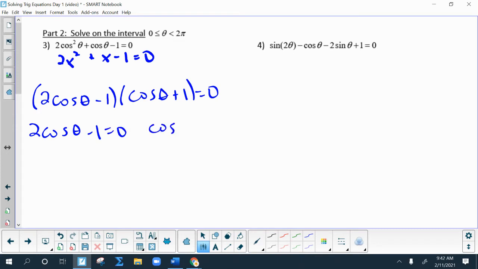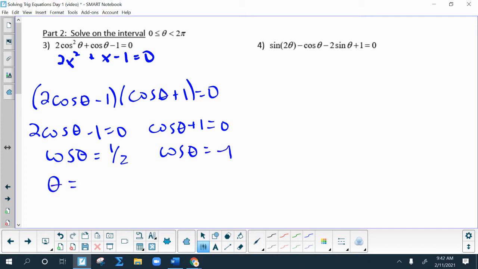And then I'm going to end up with an extra step. So I'm going to solve for cosine. So I get cosine theta equals 1/2, and cosine theta equals -1. And then I have to use my unit circle to figure out where cosine equals 1/2, and that'll be my theta answer. And notice my directions said that I wanted this between 0 and 2 pi.